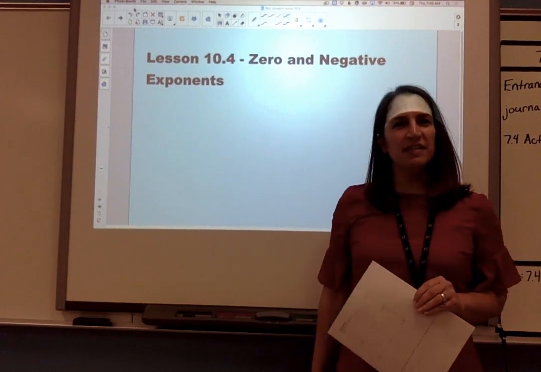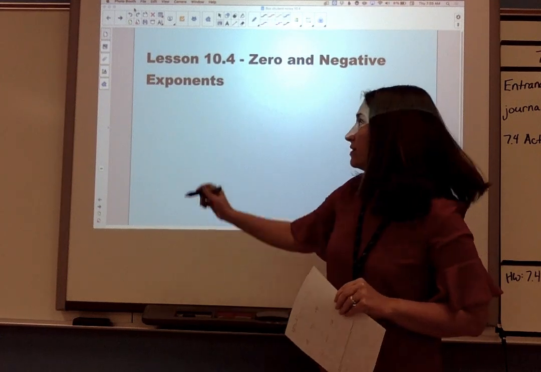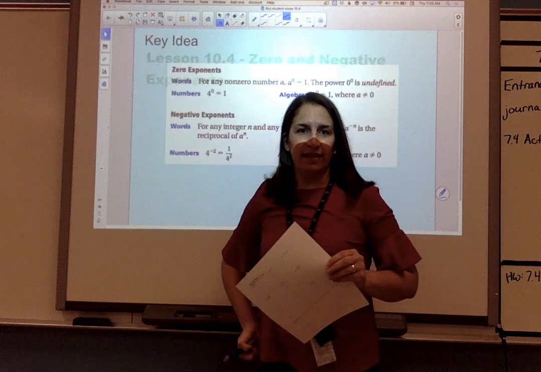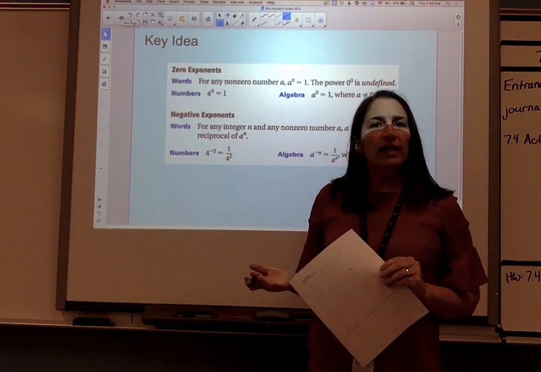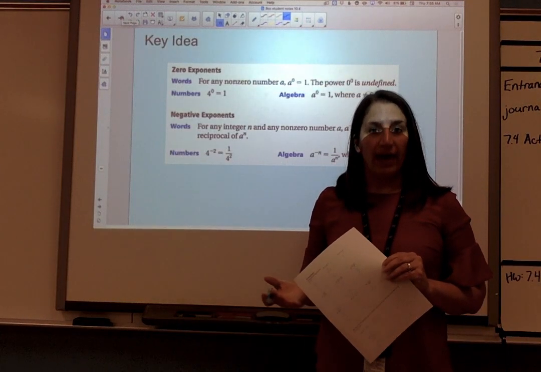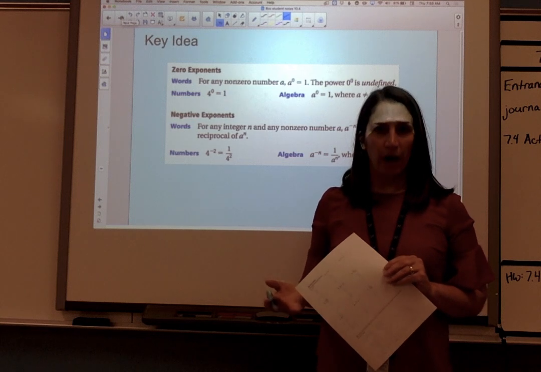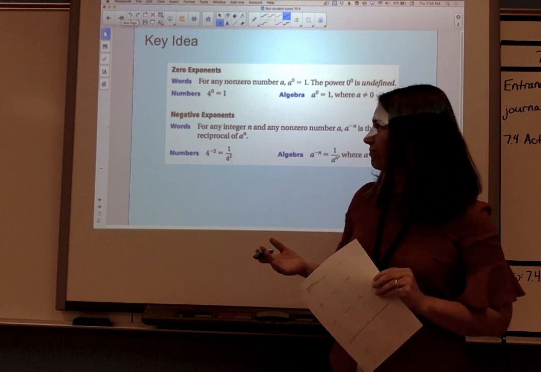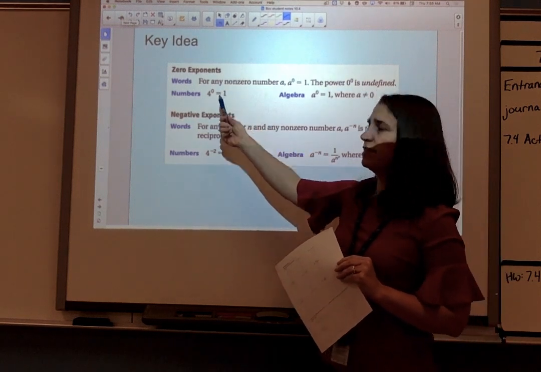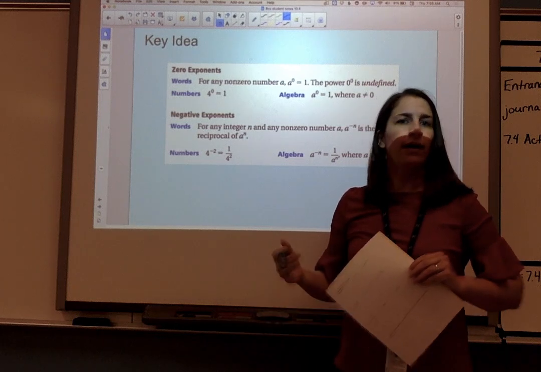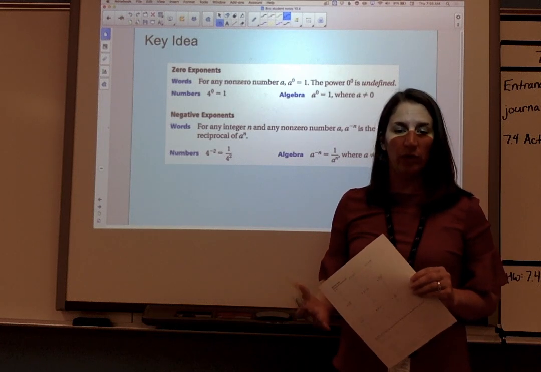Hey students, today's lesson is on zero and negative exponents. We'll start with some key ideas. For any non-zero number, a to the 0th power equals 1. So for example, 4 to the 0th power would be 1. X to the 0th power would be 1.